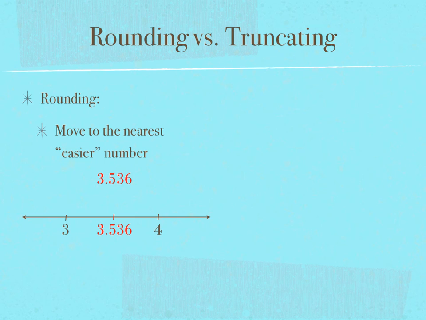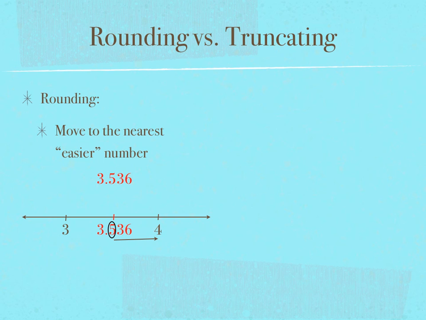So if we wanted to round it to the nearest whole number, in this case we define the easiest number as a whole number, we would have to ask ourselves, is 3.536 closer to 3 or is it closer to 4? So to do this, we're going to look at the digit that's one decimal place to the right of the whole number. In this case, that means we're looking at the 5 that's in the tenths place. If this number is 5 or bigger, we round up. The number is closer, in this case then, to 4. So 3.536 would round to 4 if we're rounding to the nearest whole number.